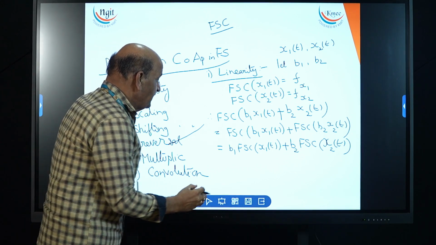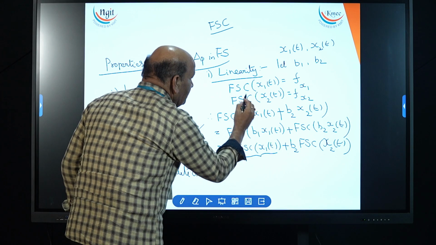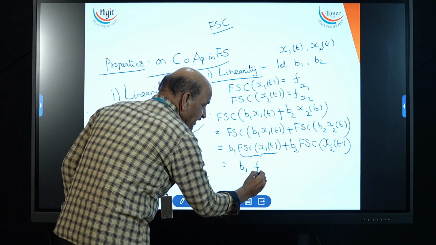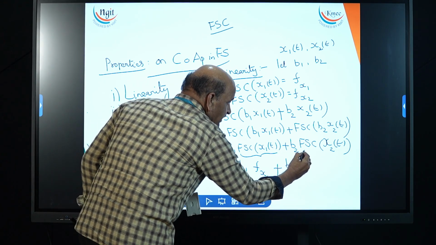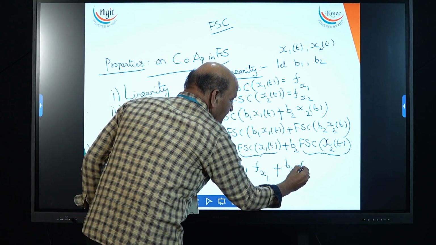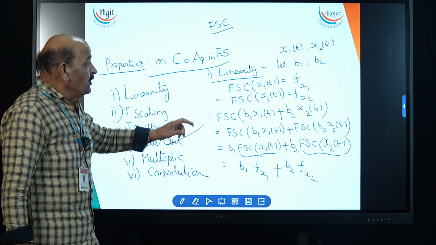Now just look at. In the previous one, Fourier series coefficient of x1 of t how much? F of x1. So b1 in this place we are writing f of x1 plus b2. Now in this place look at the second one. What is its value? F of x2. Now so that means what?